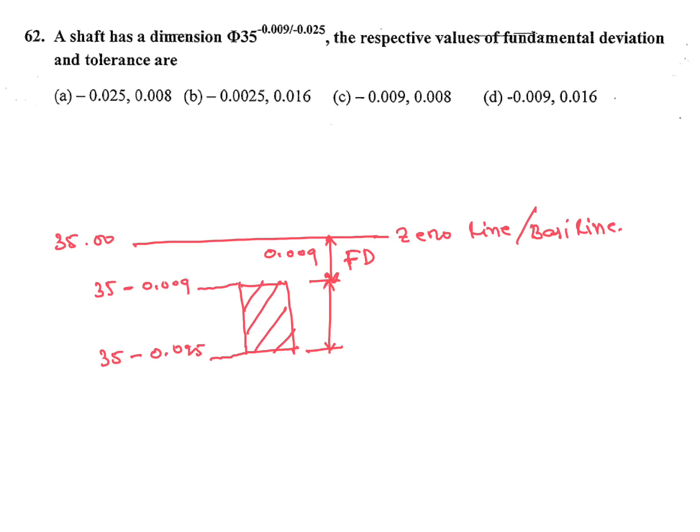Here this is tolerance. This one we have to calculate. It is 0.025 minus 0.009. So it will come 0.16. From option, fundamental deviation and tolerance. Fundamental deviation is this one, D.